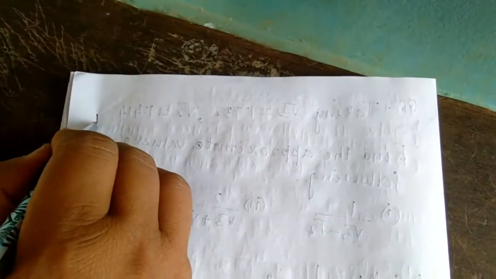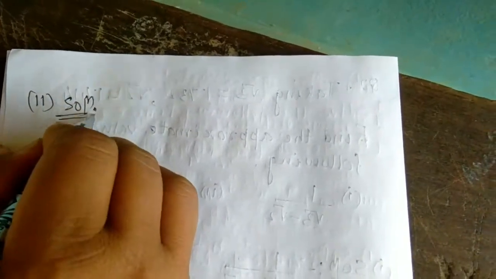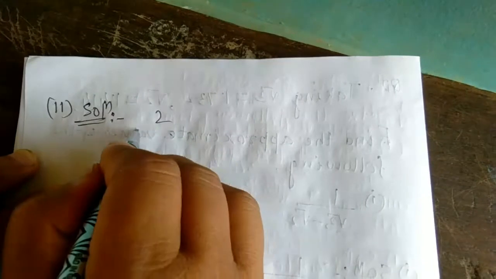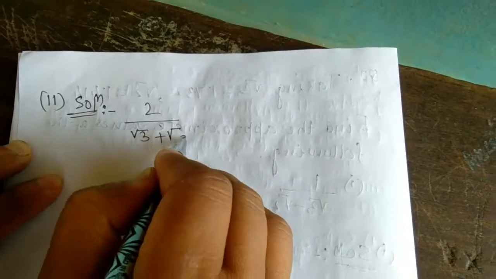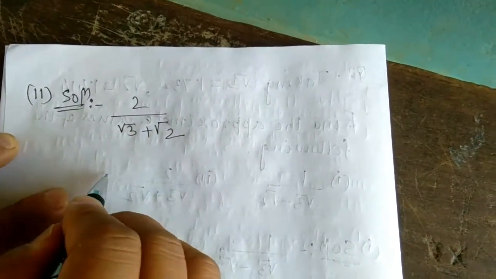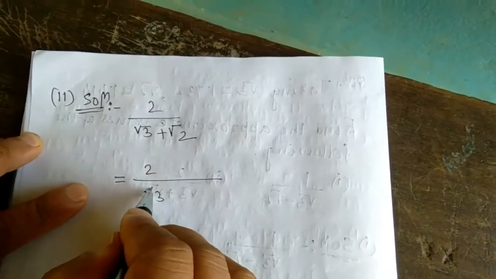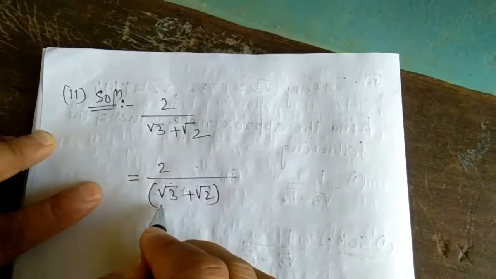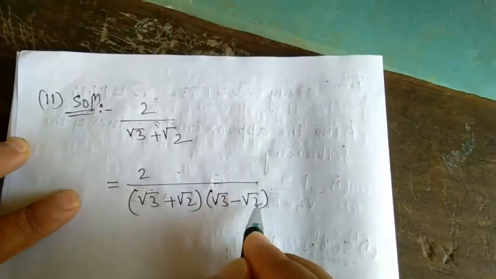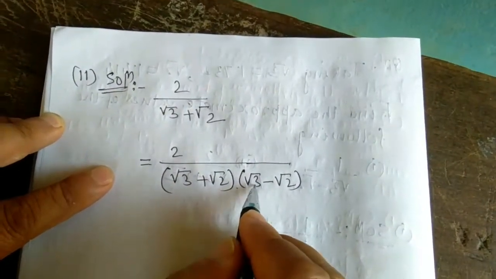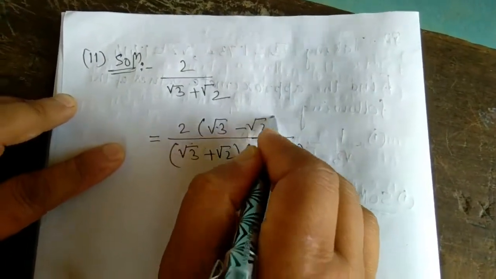Now solution to question number 22. Solution. 2 by root 3 plus root 2. Same as before, first you rationalize it. It is in the form of a plus b, so multiply it by a minus b. As you multiply the denominator by root 3 minus root 2, the numerator you also multiply by the same.